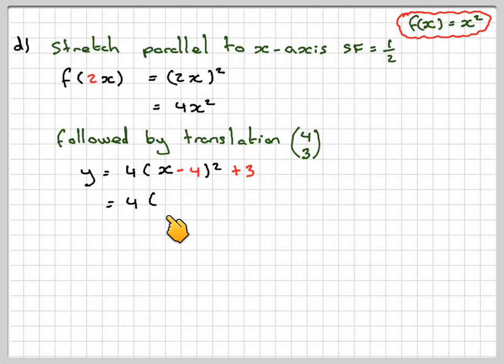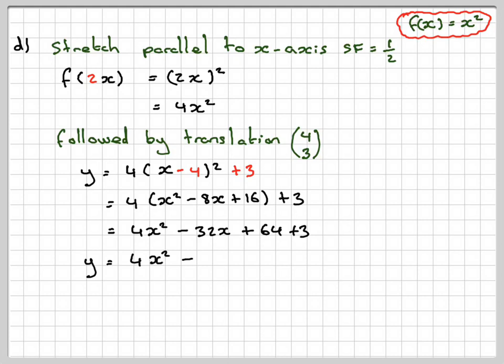So it becomes 4 times x minus 4 all squared plus 3. Expanding this, 4 times x squared minus 8x plus 16, plus 3. So we get 4x squared minus 32x plus 64 plus 3. So we get y is 4x squared minus 32x plus 67. So that's now in the format ax squared plus bx plus c, which is the correct format.